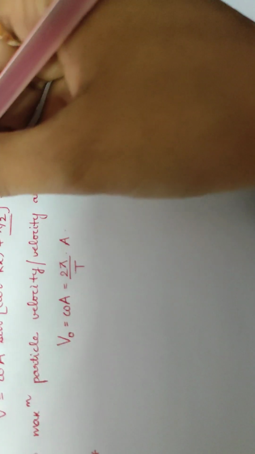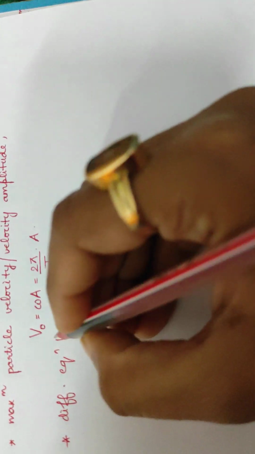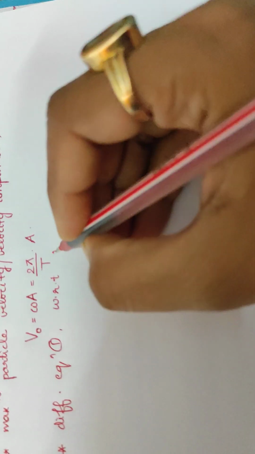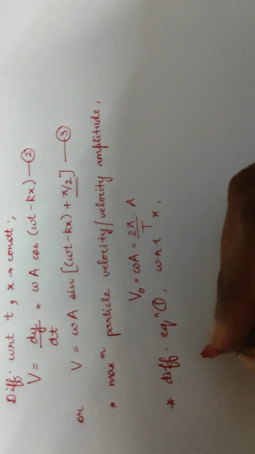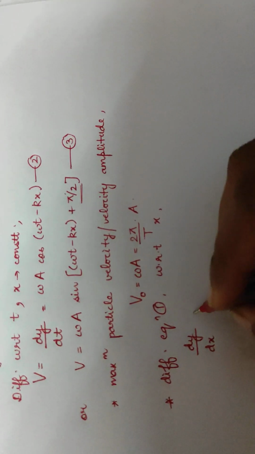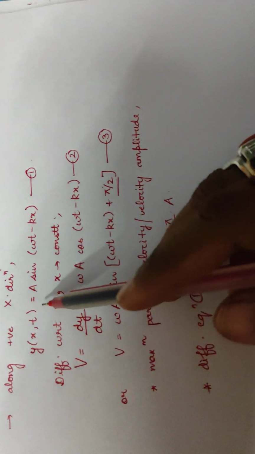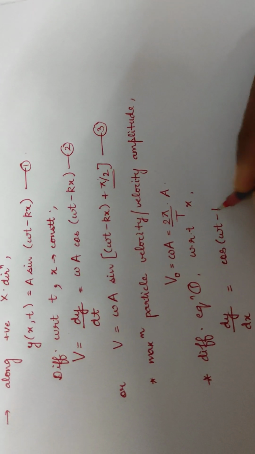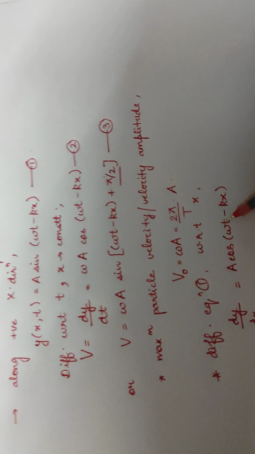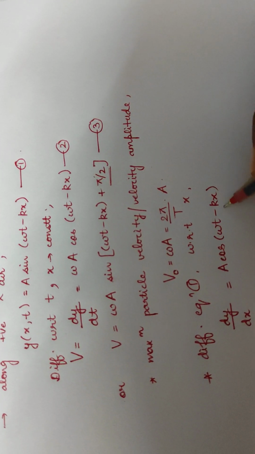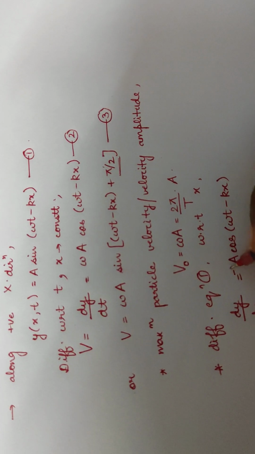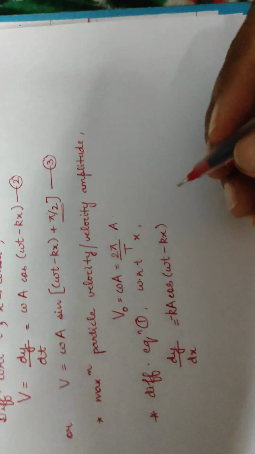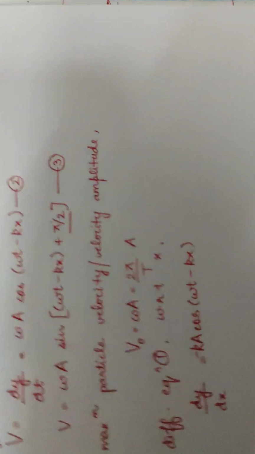Now suppose we differentiate equation number 1 with respect to x. Earlier we differentiated it with respect to t. Now we will differentiate it with respect to x. We will get dy by dx equals, sine gives us cos (omega t minus kx), and we have a already, and as we are differentiating with respect to x, the kx component will also get differentiated, which will give us minus k. So dy by dx will be equal to minus ka cos (omega t minus kx).